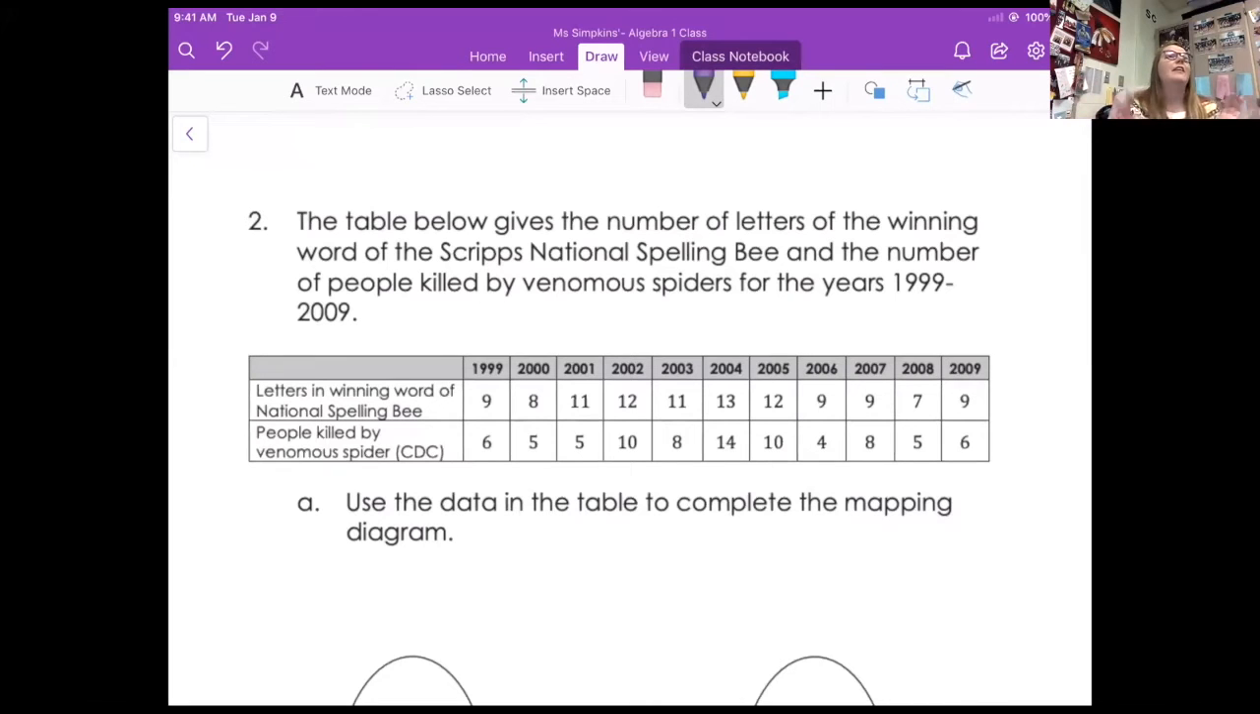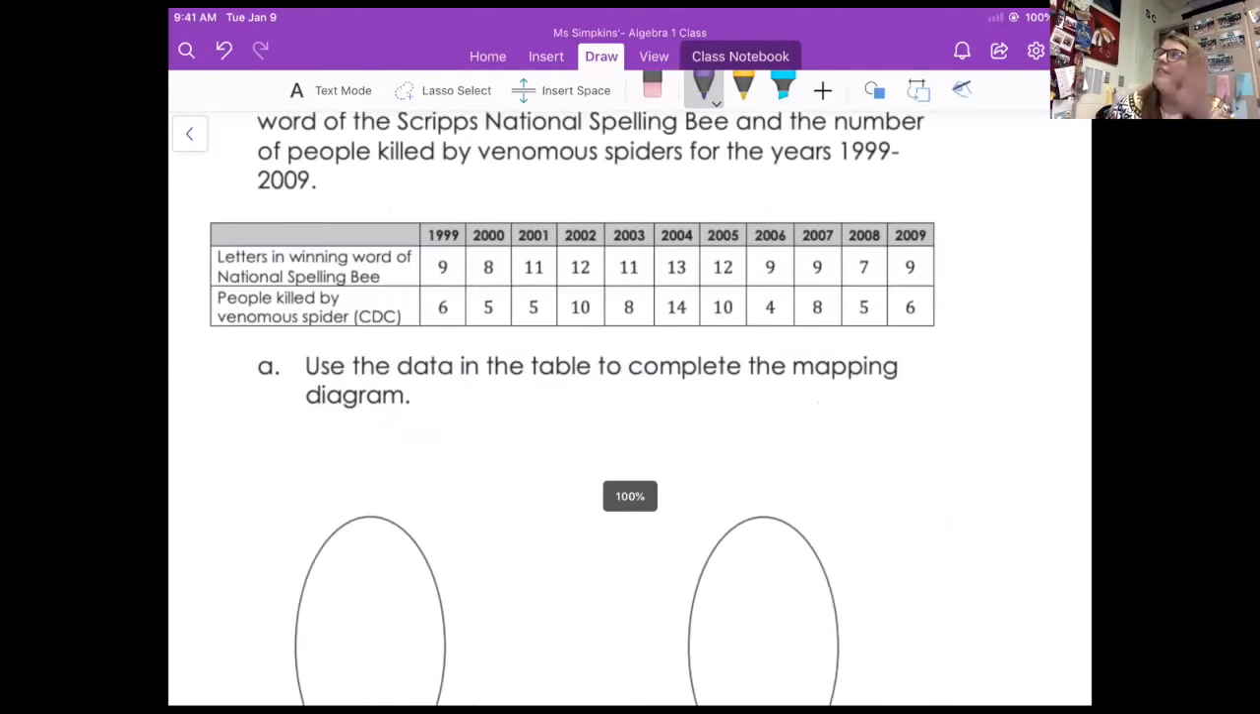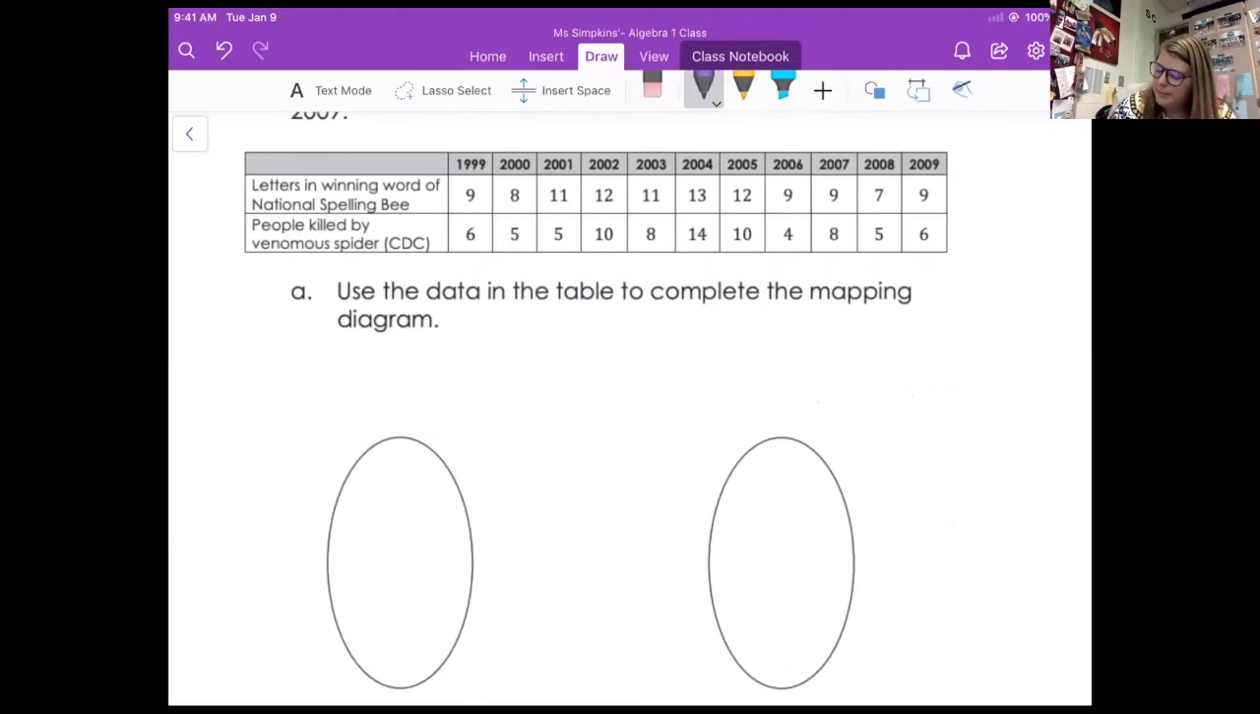So this is not a function. One input of the spelling bee word is not going to output 10 people passing away via venomous spider. Okay, so we are going to prove that it is not a function by showing that. We're going to show it using this mapping diagram. So we're going to make a mapping diagram. So we're going to say that the left oval is going to be spelling bee. And the right oval is going to be spider.